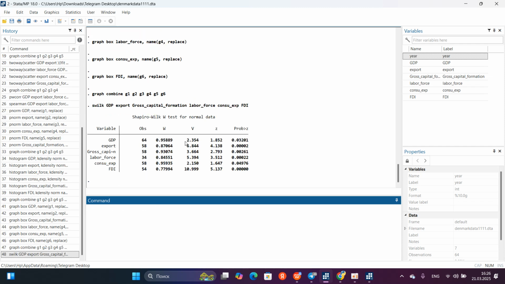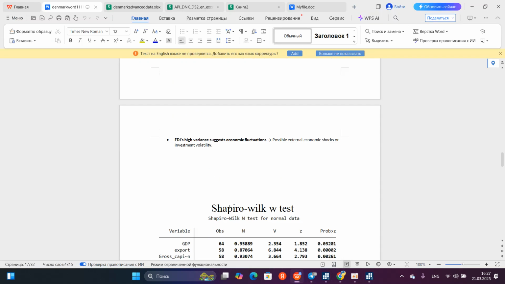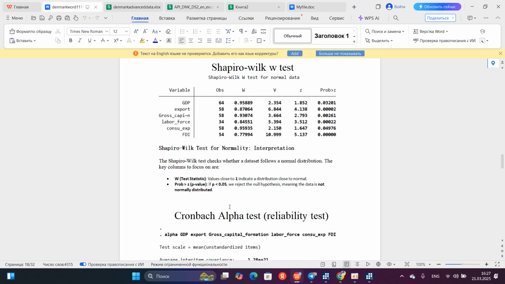Shapiro-Wilk test, and here you can see the number of observations. GDP has 64 observations, export 58, and also gross capital formation. Labor force has 34 observations, while the consumption expenditure has 58, and FDI has 54 observations. Let me explain it with a Word file, since it helps us to save time.